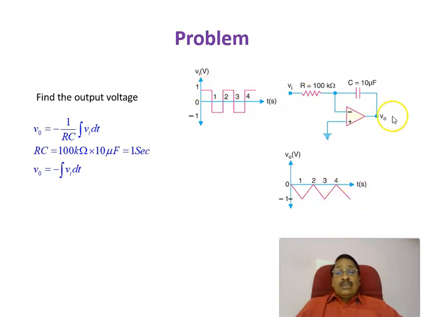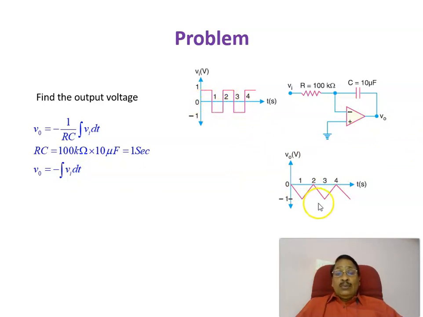Now the output is, of course, the integral of the input, which is equal to minus 1 by RC into integral Vi dt. This is the basic equation. Here R and C are given: R is equal to 100 kilo ohm, C equal to 10 microfarad. Substituting, the time constant is equal to 1 second. Therefore, the output voltage is equal to minus integral Vi dt. Now, let us see this from 0 to 1.